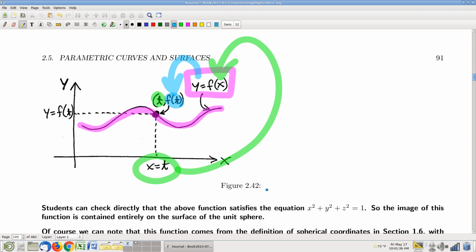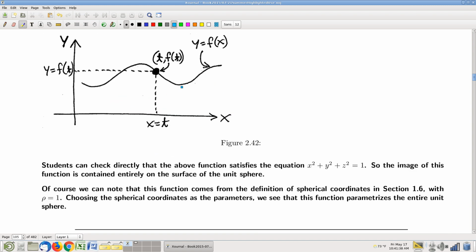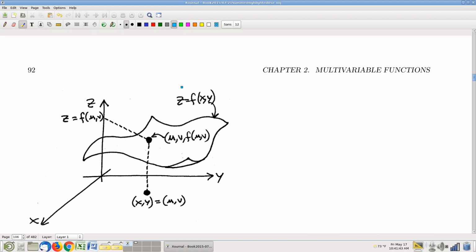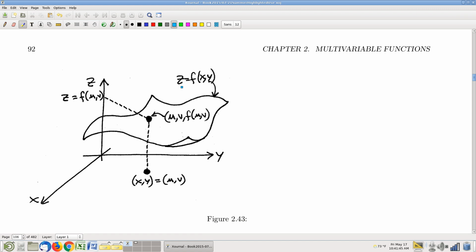Okay, so I'm a big fan. By the way, this works for surfaces as well. And I'm not going to draw the picture. Did I draw? Oh, I did. Look at this. So suppose you have a surface.